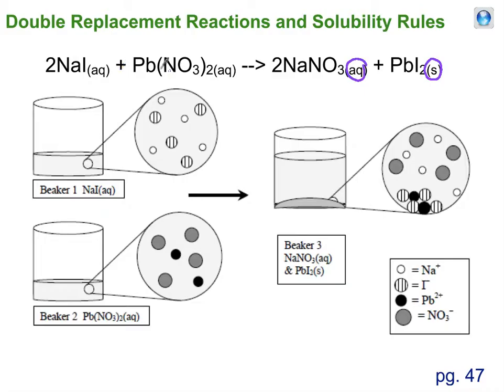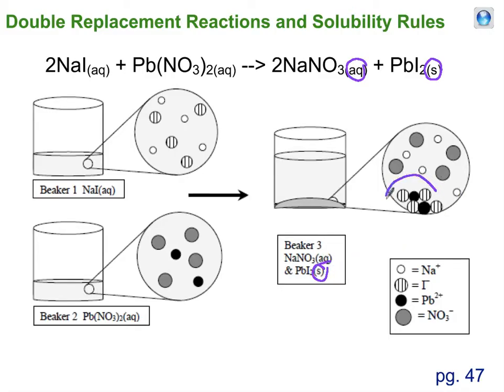In this reaction right here, we have sodium iodide in an aqueous solution. So these ions, the sodium and iodide ions, are going to dissolve in water. And then we have lead 2 nitrate, and we have lead 2 ions and nitrate ions dissolving in water. But when we combine these two solutions, we're going to end up with something a little bit different. Instead of all 4 of these ions floating around in solution, we are going to have sodium nitrate that forms an aqueous solution. But then we also end up with lead 2 iodide that forms a solid.